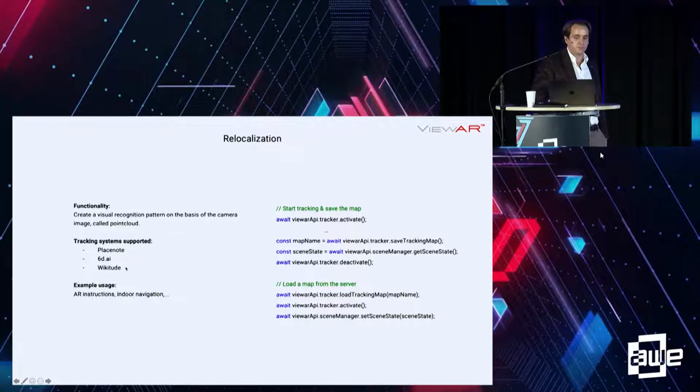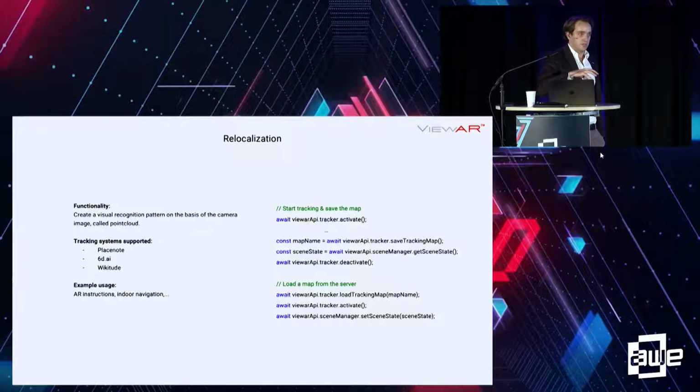So basically, you can use this with tracking systems like PlaceNode, with 6D AI, with Wikitude, as in activating a tracker. And once you save an annotation, you retrieve a map name, which is a string. And then you can also get the so-called scene state. So this is a method that gives you actually a JSON object of the scene representation. And then you can deactivate the tracker. And the next time you want to see this, you call a command called load tracking map with your map name. You activate the tracker, and then you tell the scene manager to set the scene state to what you have saved. And this will restore the scene.